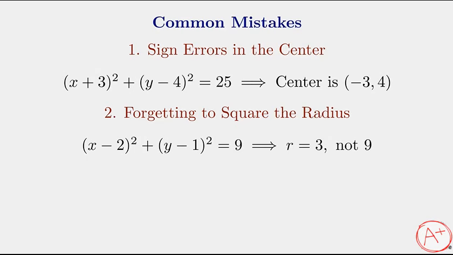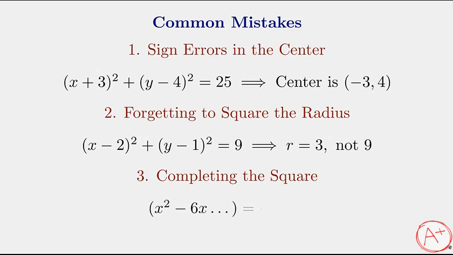The third mistake occurs during completing the square. When adding a value to the left side to complete the square, you must add the exact same value to the right side to keep the equation balanced. Missing this step is a very common cause of incorrect radius calculations.